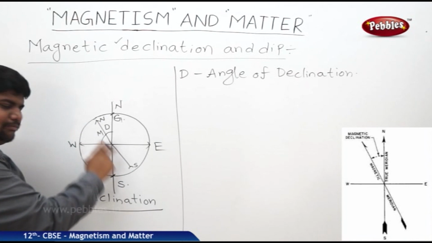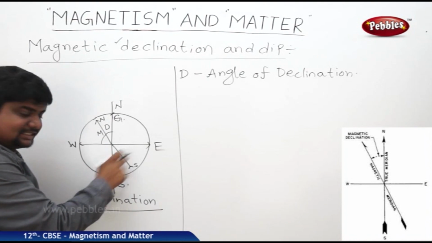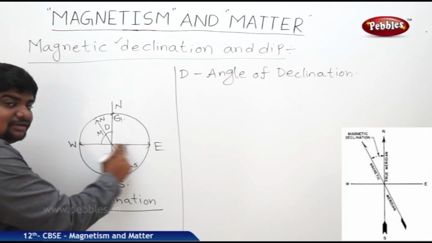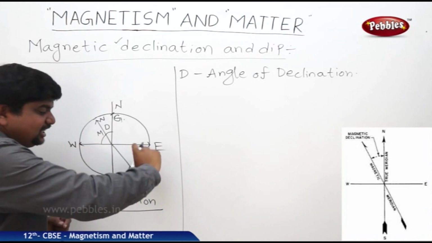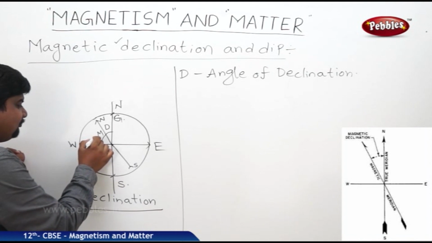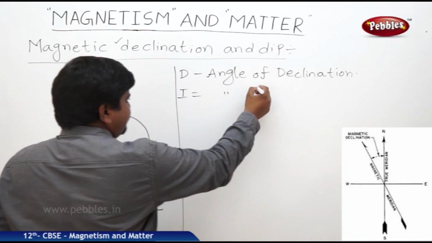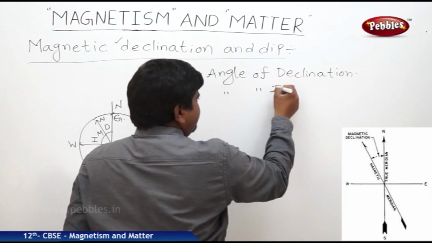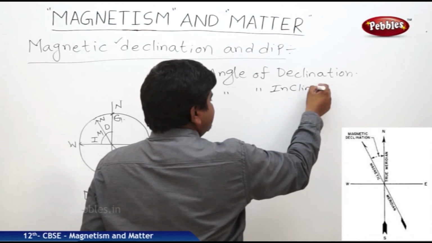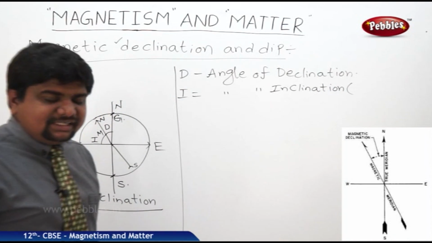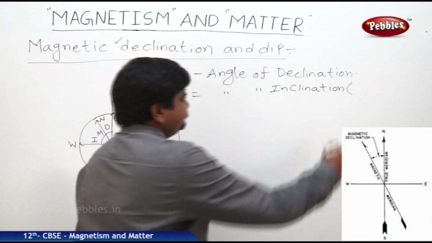But the same magnetic meridian axis is making an angle with respect to the horizontal axis of the Earth also, which is passing through the equator. This is called the angle of inclination, where I is equal to the angle of inclination. Another name for this angle of inclination is the angle of dip.